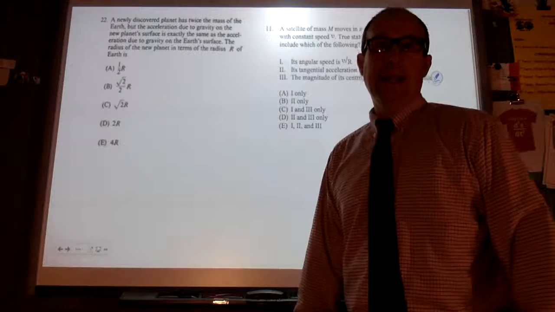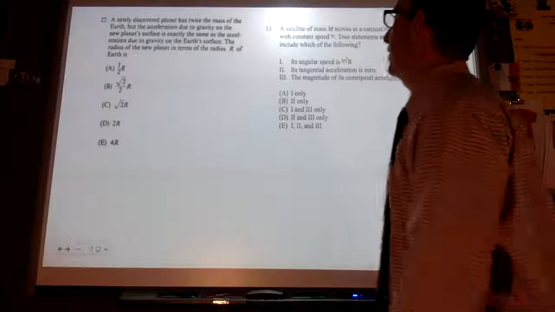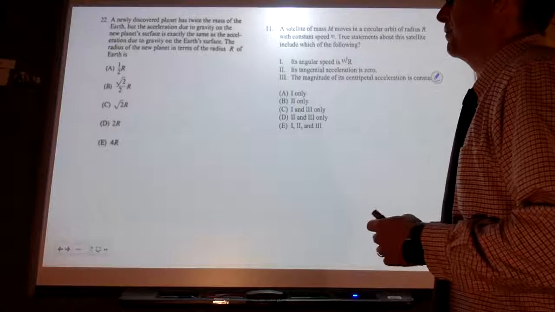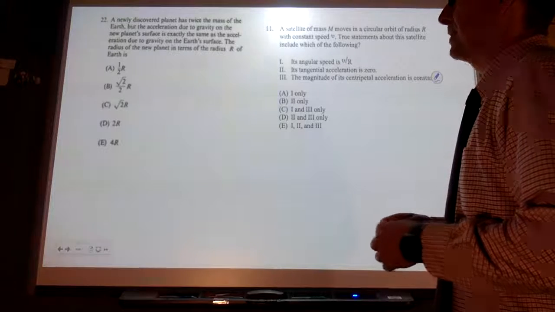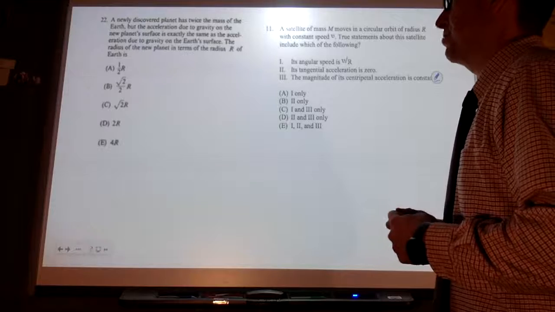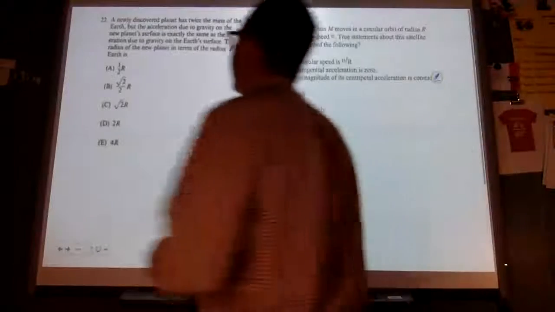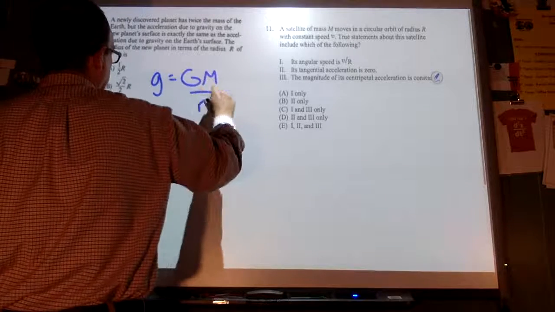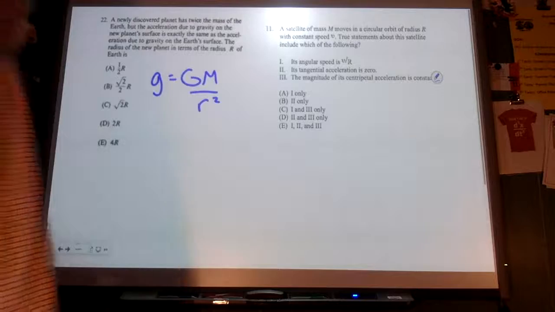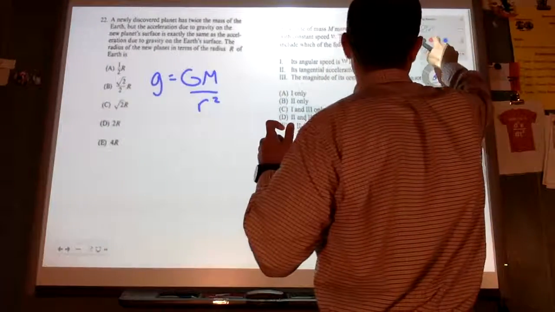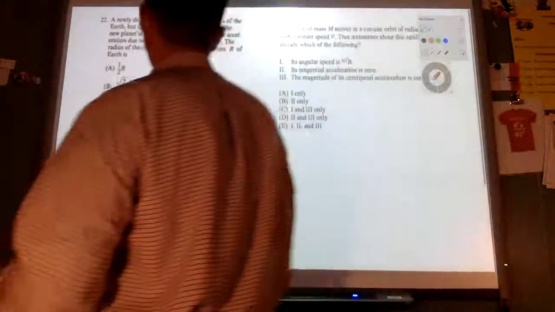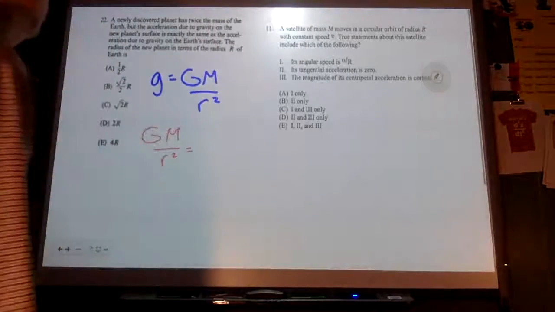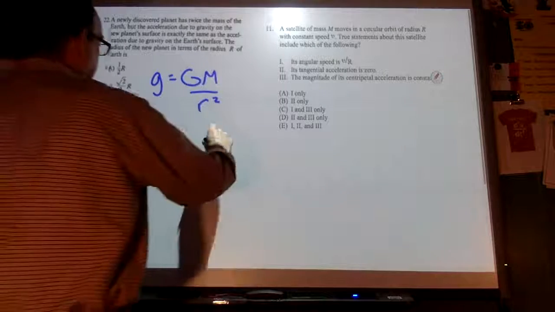A newly discovered planet has twice the mass of the Earth, but the acceleration due to gravity on the new planet's surface is exactly the same as the acceleration due to gravity on the Earth's surface. The radius of the new planet, in terms of the Earth's radius r, is? So again, acceleration due to gravity is GM over r squared. We're saying that it's staying the same. So I have GM over r squared, but it has twice the mass.